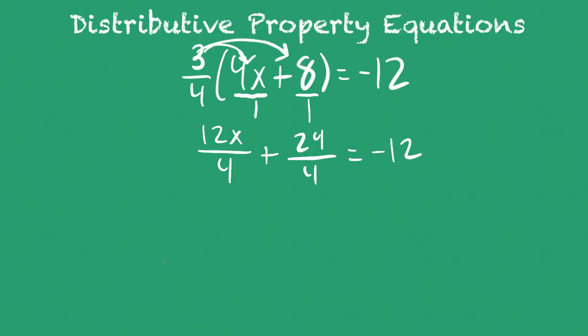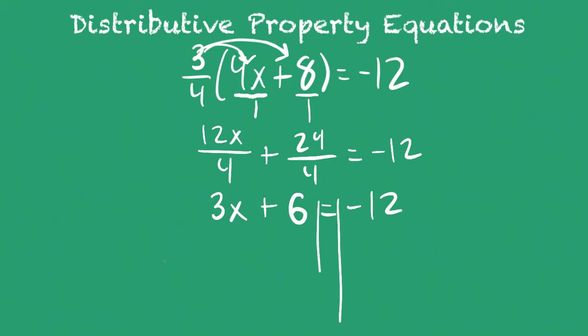Now, the nice thing is we can divide the 12x and the 4 evenly. 12 divided by 4 is 3. So we can just write that as 3x. And then 24 divided by 4 is really just 6. So we can write that, and then equal to negative 12. And now we can solve this equation like we have been doing before, the two steps.